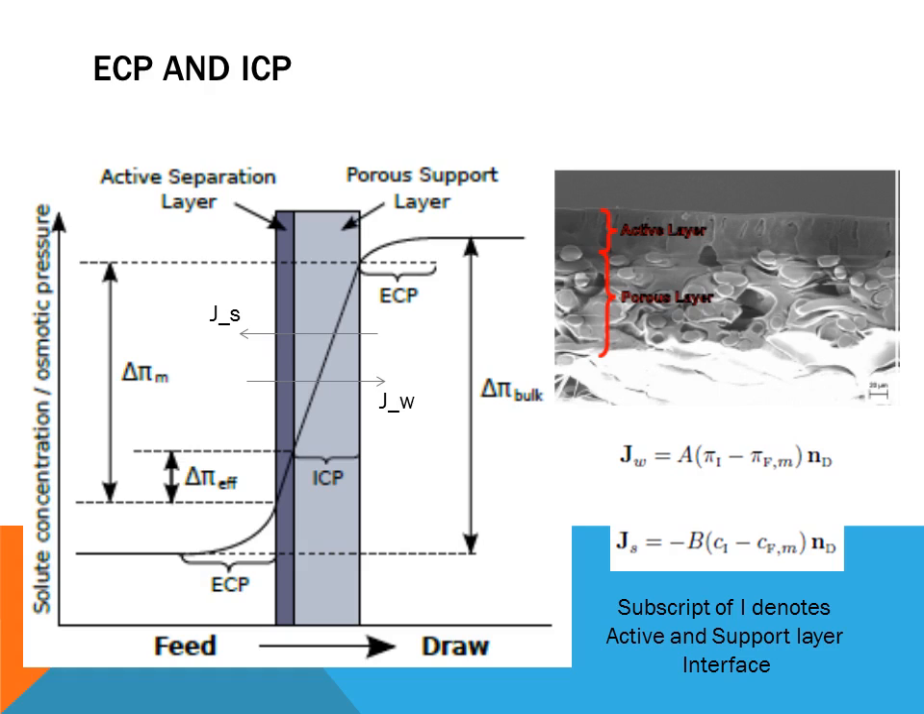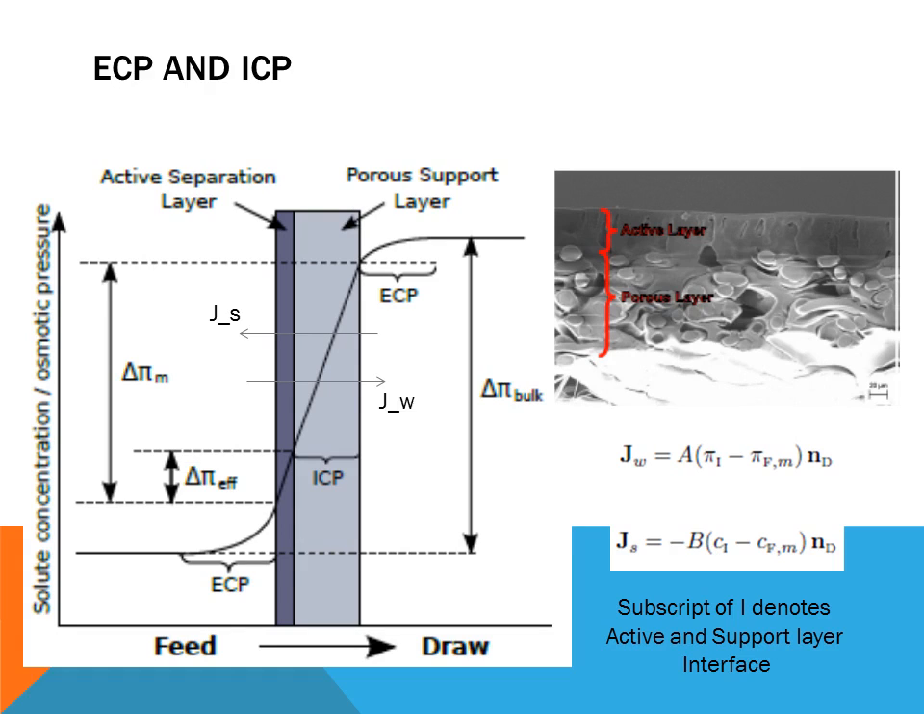Alternatively, you have ECP on the draw side, which means when water goes through the membrane, as it exits the membrane, it's going to dilute the salt feed right at the edge. So between these two effects, the overall osmotic pressure, high bulk, is going to be decreased because the flows think there is less salt, or there's less of a gradient between the overall draw.